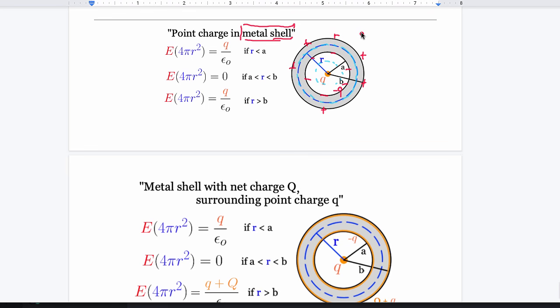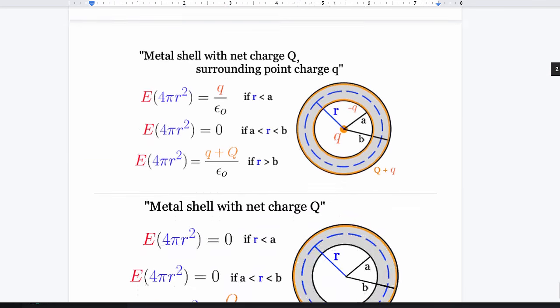So when you're out here, when your Gaussian surface is larger with a radius larger than B, well, positive Q and positive Q just adds up to positive Q. These just cancel out. The metal just serves no purpose now in terms of the outside edge, and so the charge enclosed is just Q. So it looks like this.